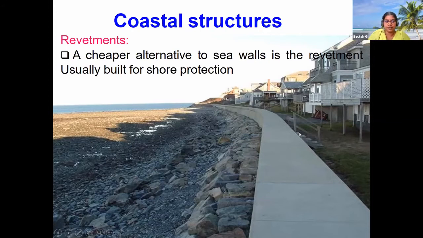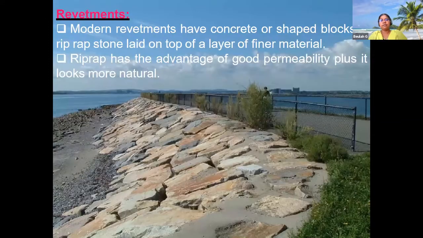and affect the land regions. The modern revetments have concrete or shaped blocks of riprap stones laid on top of a layer of fine material. Here you can see an example of such an arrangement, which has the advantage of good permeability, plus it looks really natural.